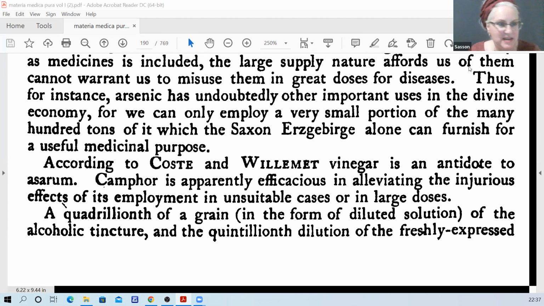And then he continues, a quadrillionth of a grain in the form of diluted solution of the alcoholic tincture and the quintillionth solution.